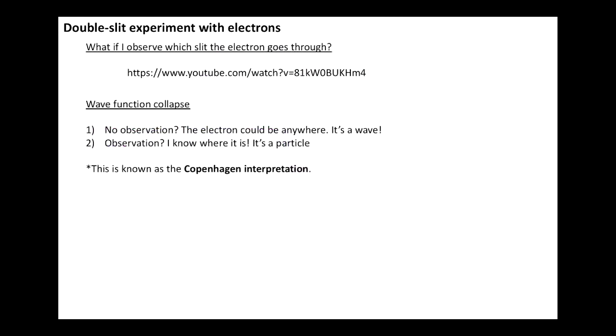So what if I observe which slit the electron goes through? In other words, if I were to keep both of the slits open, but instead, let's draw a picture. Here's a slit, and here's another slit.